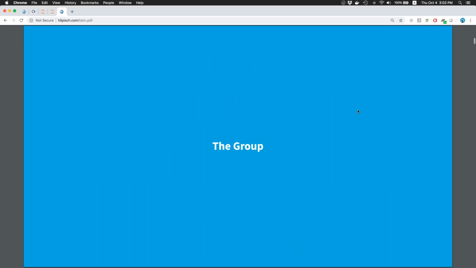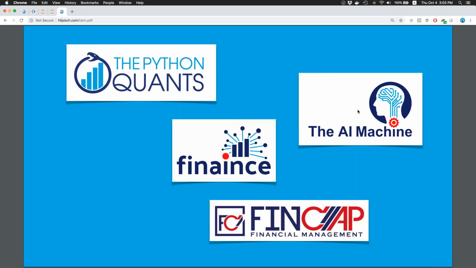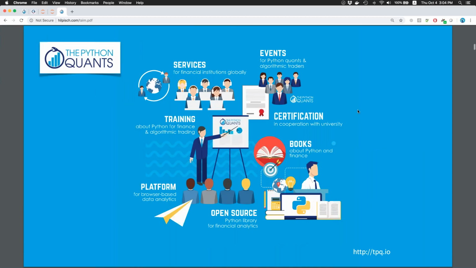So the group itself, we have a group of 3 companies. Most of you might be familiar with the Python Quants, where we provide trainings about Python for finance, in particular financial data science, computational finance, and one of our core topics there is algorithmic trading. Then the recently founded the AI machine. We also run financial capital management, FinCap for short, which is concerned with corporate advisory and also financial management.